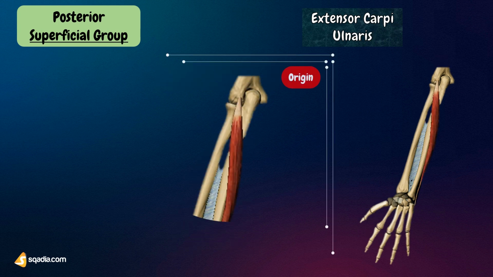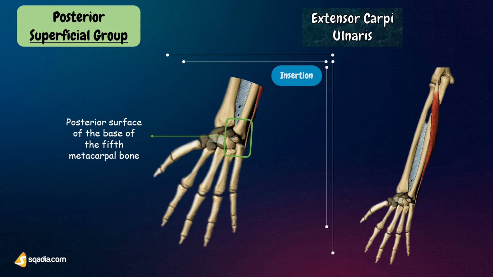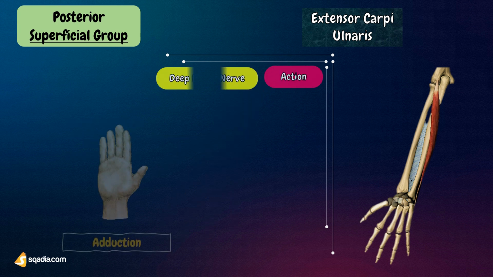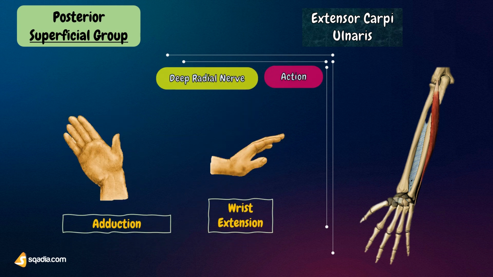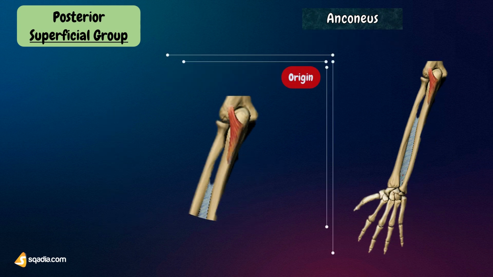The fourth muscle is the extensor carpi ulnaris, which originates from the common extensor tendon. Its tendon passes under the extensor retinaculum and is inserted into the posterior surface of the base of the fifth metacarpal bone. Its action is that it adducts and extends the hand at the wrist joint. The last muscle is the anconeus. It is also considered to be part of the posterior compartment of the arm, but since it is situated just at the elbow joint, some anatomists also consider it to be part of the posterior compartment of the forearm.